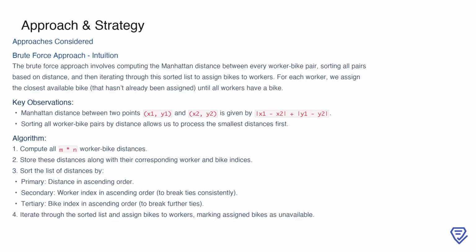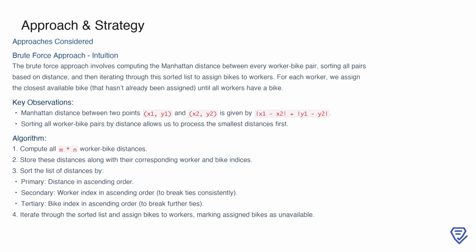The algorithm involves three main steps. First, compute all possible distances for the m workers and n bikes. Second, store these distances along with their corresponding worker and bike indices. And third, sort the distances in ascending order of distance, and in cases of ties, by worker and bike indices.